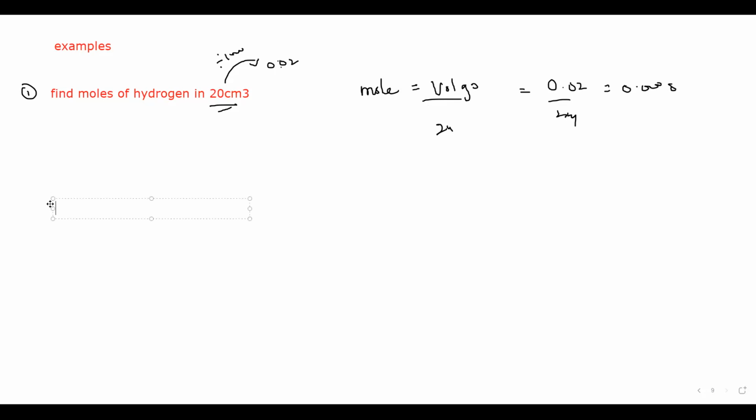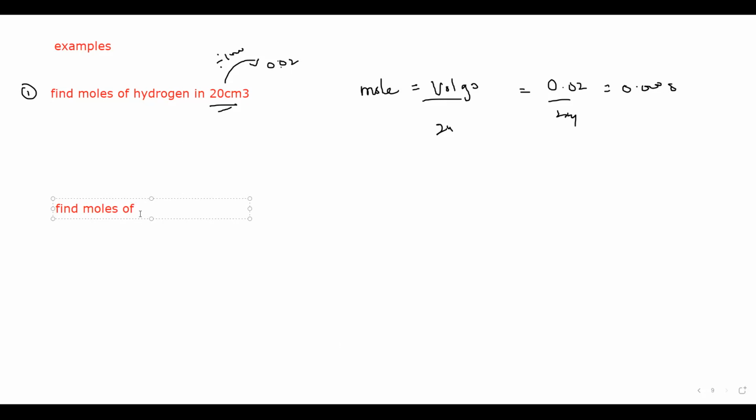Another example, find moles of 20 cm cube of gas. Because 20 divided by 1000 is 0.02, and 0.02 divided by 24 is 0.0008.